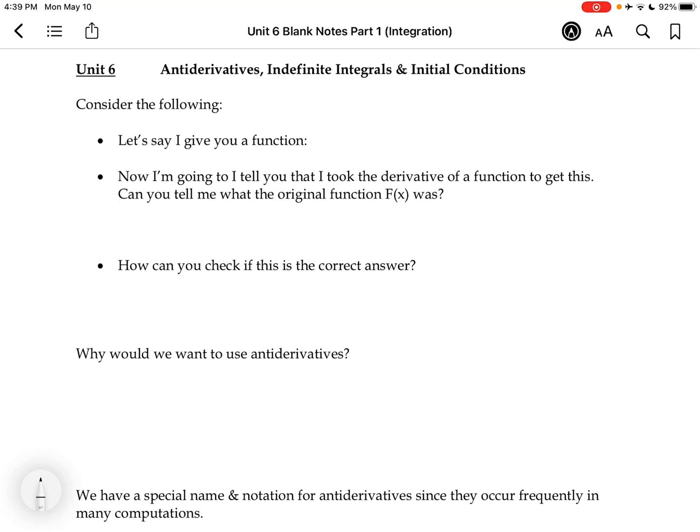Let's just start with any function. Let's say we start with something really simple, a polynomial function, something like f of x equals x cubed. Now let's say that we take a derivative and end up with this function, f of x equals x cubed. We want to know, what was the function that we took the derivative of to get the derivative f of x equals x cubed? What was the original function? If f of x equals x cubed is the derivative, what was the original?